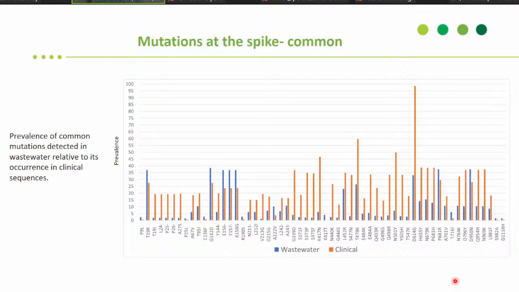The first, we call the common mutations, which we found mostly in the clinical isolates in the country or globally, so we were not surprised by seeing these mutations. We tried to establish the prevalence of these mutations in wastewater versus their prevalence in clinical isolates, and we established this graph. There are no surprising results here. We found that most of the mutations present in the clinical isolates were actually higher than those present in the wastewater, as expected.